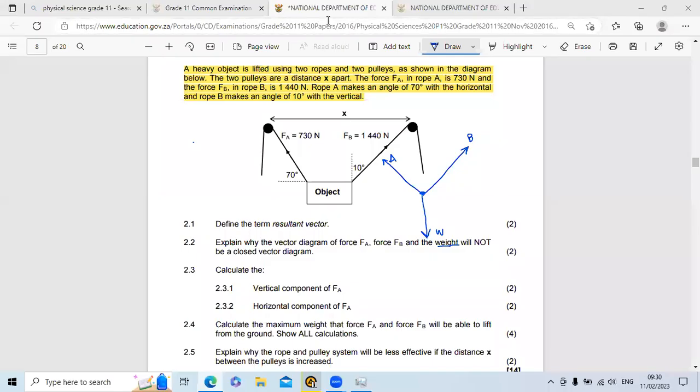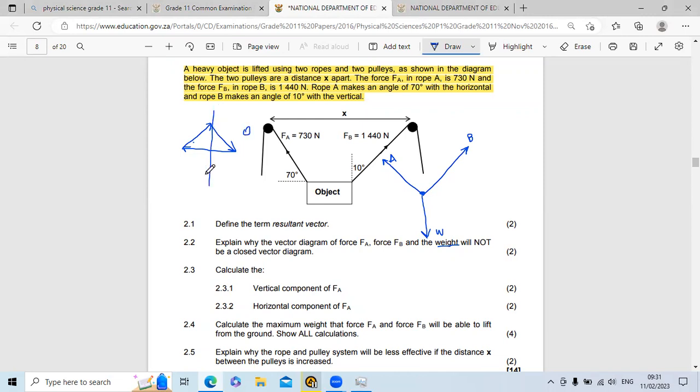If you don't understand. Okay, so for 2.2, I said a closed vector diagram is a diagram where you're going to draw the vectors head to tail, and they're going to form a closed shape in a way. So once you see that when you connect the vectors they form a closed shape, you know that the resultant vector has a value of 0.